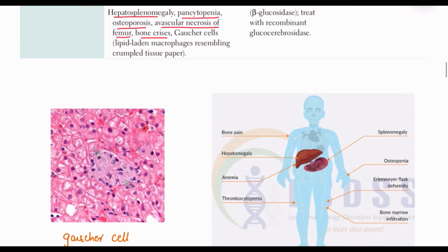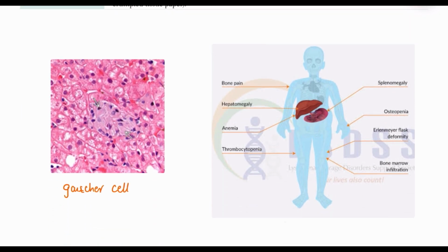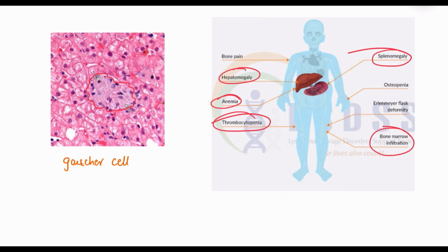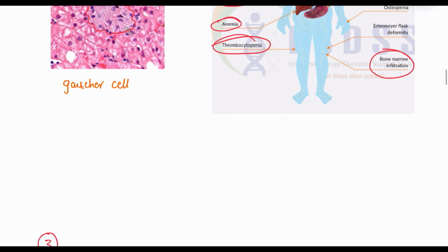Histological findings show Gaucher cells, which resemble crumpled tissue paper, seen here, which are macrophages filled with glucocerebrosides. This picture here shows the symptoms of Gaucher's disease: hepatosplenomegaly, anemia, thrombocytopenia due to bone marrow infiltration, and bone pains. Simply, we remember Gaucher's disease for G, that is, Gaucher's for glucose. Glucose means glucocerebroside, glucocerebrosidase.